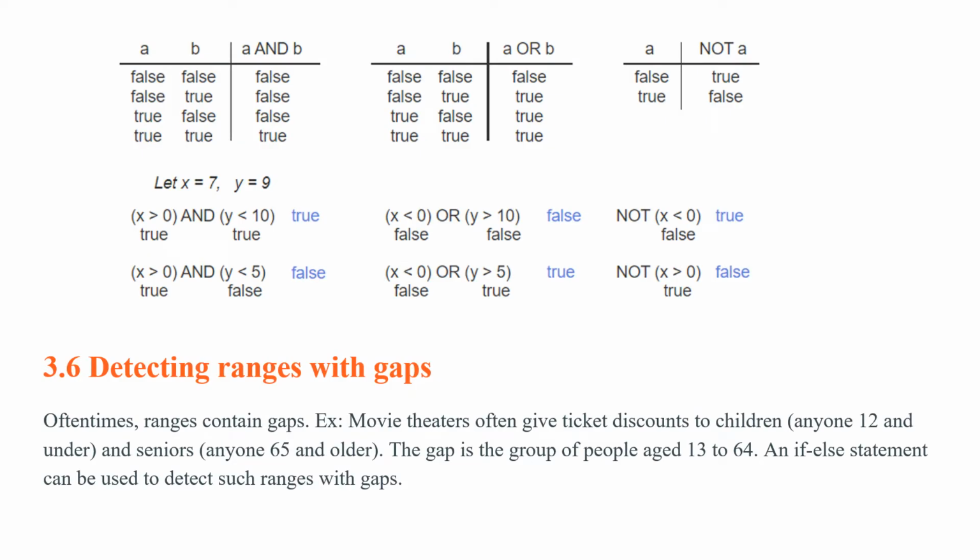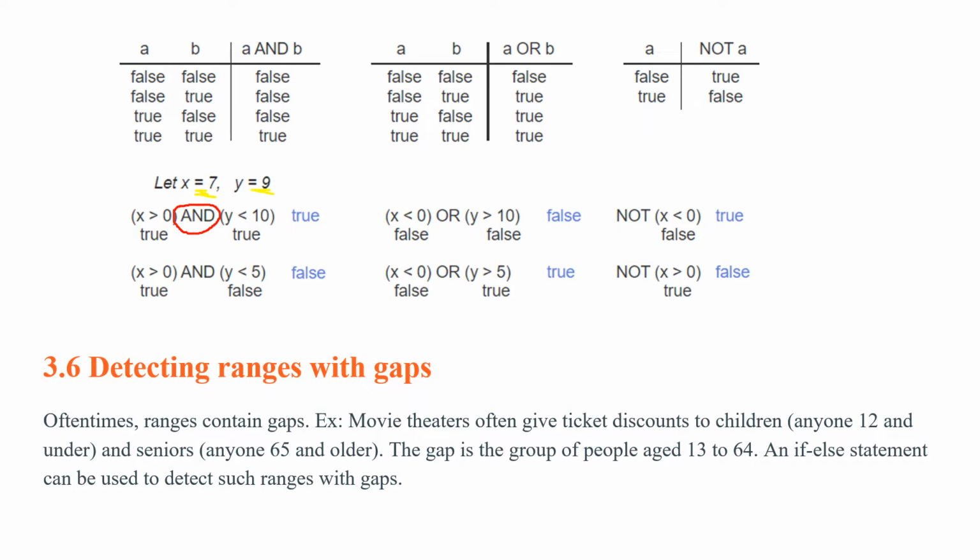We stopped at the logical operators in the previous video. This table, like all the three tables, shows the values of each operator. Let us see with an example. The given condition is x greater than 0, using the AND operator, and y less than 10. Suppose the value of x is 7 and the value of y is 9.